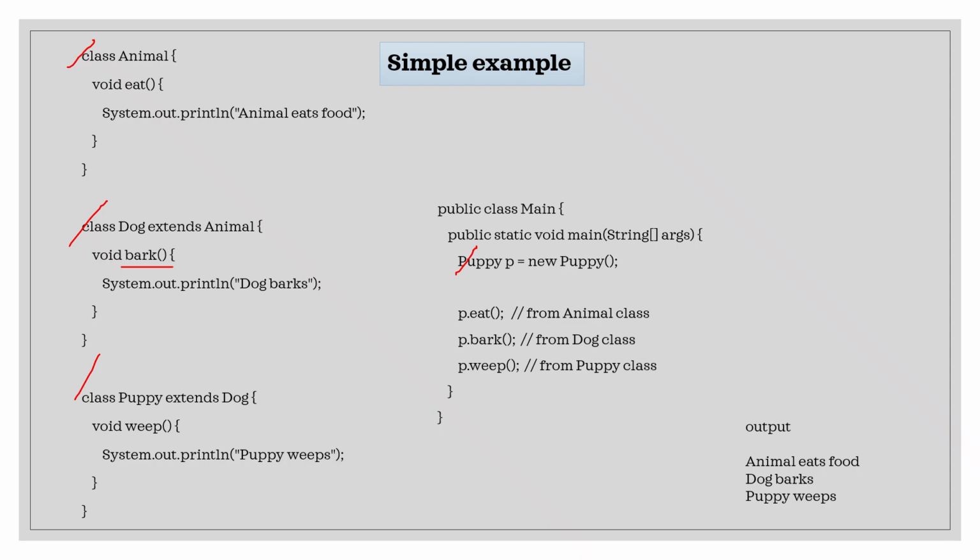This clearly shows how multi-level inheritance works. So you have to remember this point. One class inherits another class and that class again becomes the parent for one more class. This is called multi-level inheritance. I hope you understand it clearly.